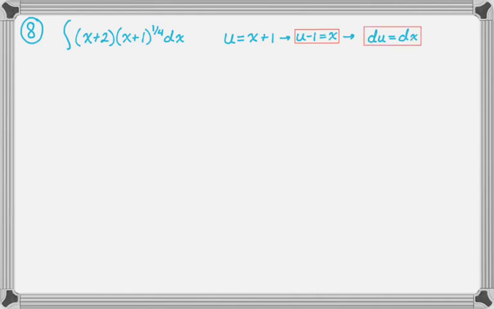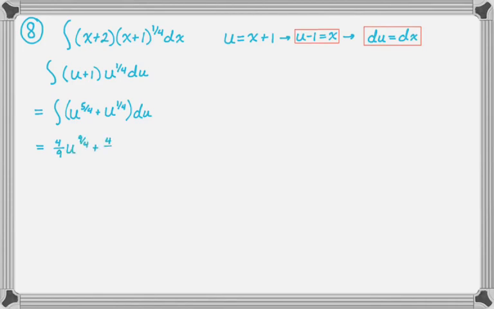So let's rewrite. It's the integral of, so x plus 2, x is u minus 1. So it's u minus 1 plus 2, so this becomes u plus 1. And then the whole idea was to make that u. So u to the 1/4, and then dx is du. Okay, distribute, and then we're going to integrate. If you've been following along, you might get the sense that this is another one of those where we can write the answer 2 different ways. So let's reverse the power rule. Plus 1 times the reciprocal, and then again, plus 1 times the reciprocal, and then plus c.